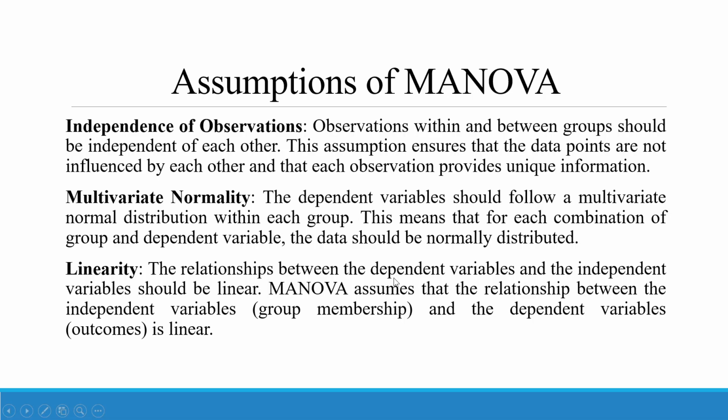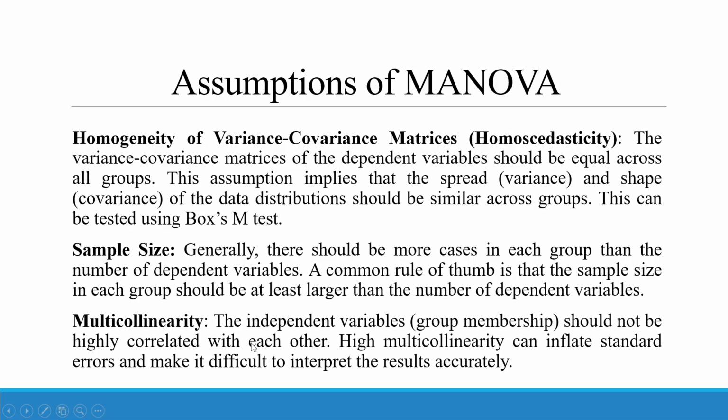Linearity. The relationship between the dependent variable and the independent variable should be linear. MANOVA assumes that the relationship between the independent variable, group membership, and the dependent variable outcome is linear. Homogeneity of variance-covariance matrices, that is homoscedasticity. The variance-covariance matrices of the dependent variables should be equal across all groups. This assumption implies that the spread, variance, and the shape, covariance, of the data distribution should be similar across groups. This can be tested using Box's M test.